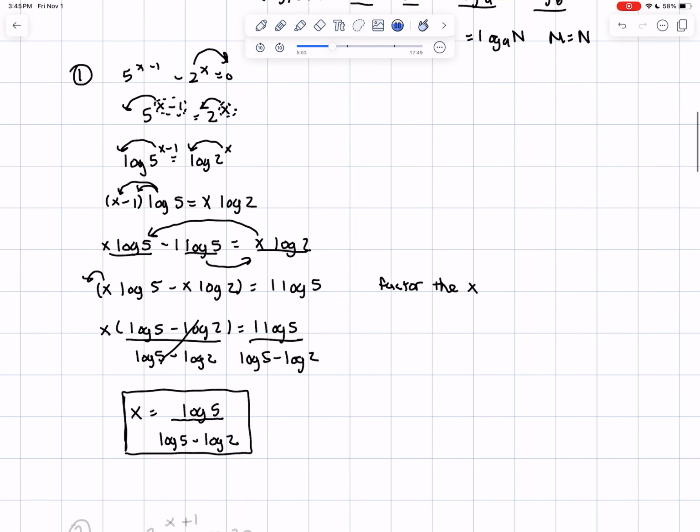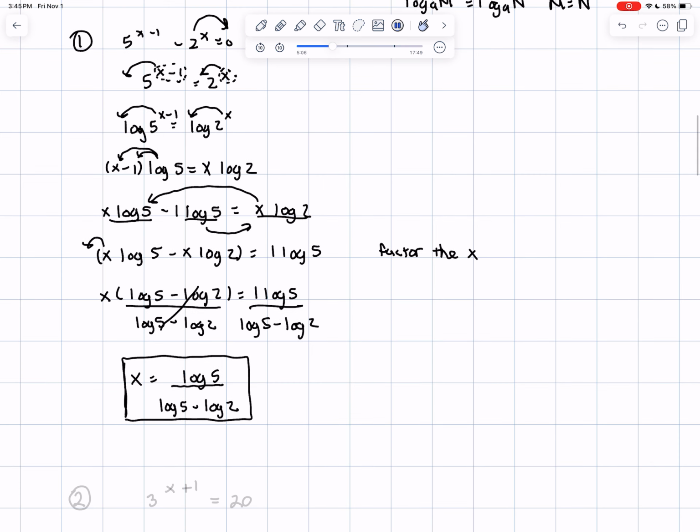Now I want you to do an example similar to this one. It's closer to your classwork, and I want to see if you can evaluate it on your own. And then we'll come back and do it together. So go ahead and pause the video here, and then we will do it together.